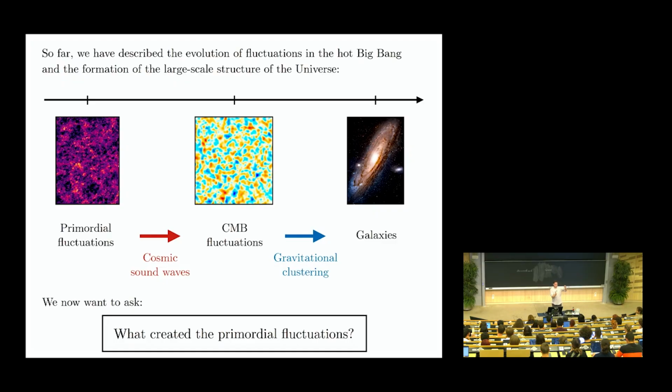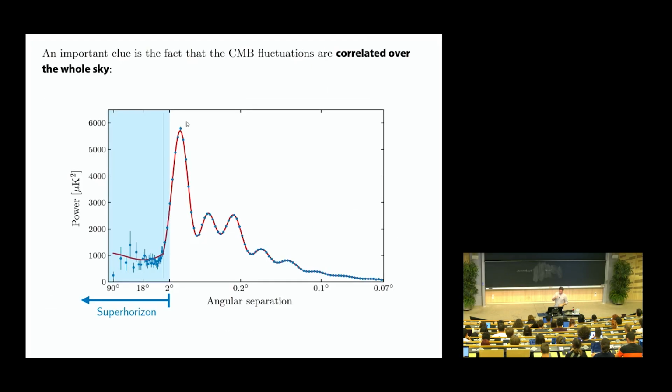But now we want to step back and go to even earlier times and ask what created this scale invariant spectrum that we have to use as our initial condition. Is there a dynamical theory of those initial conditions? Okay? And so at first, I want to show you an important clue for what that physics could be.